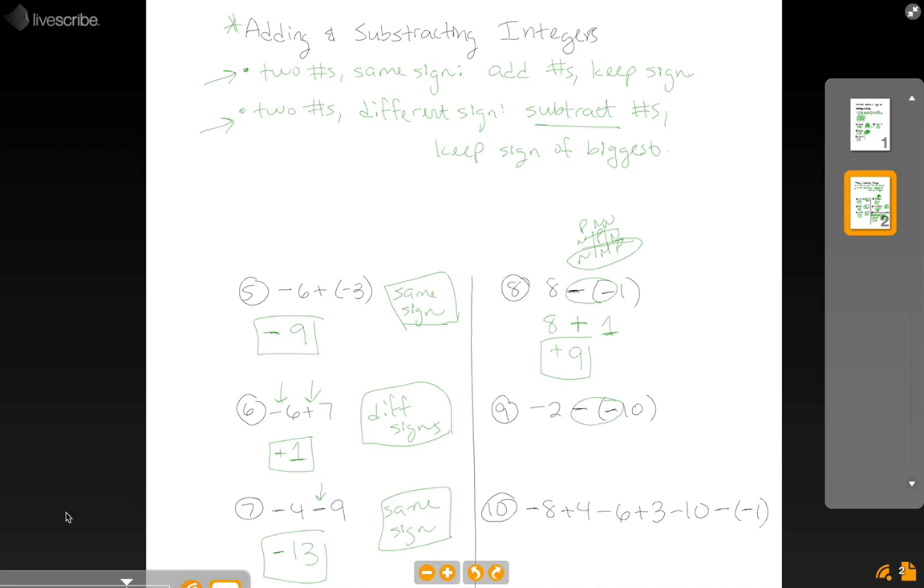In example 9, again, you've got those two negatives there, so treat that like a multiplication. A negative times a negative is a positive. Now I have a -2 and a +10. Those are two numbers with different signs, so I'm going to subtract the two numbers. 10 minus 2 is 8. And I'm going to keep the sign of the bigger number. The bigger number here is positive, so my answer is positive.